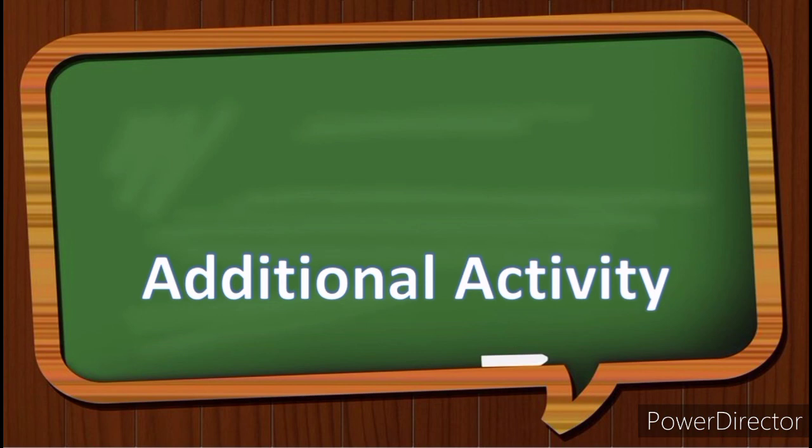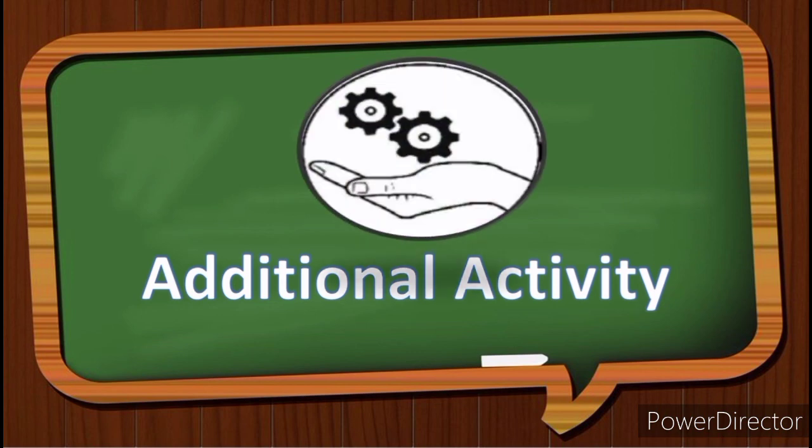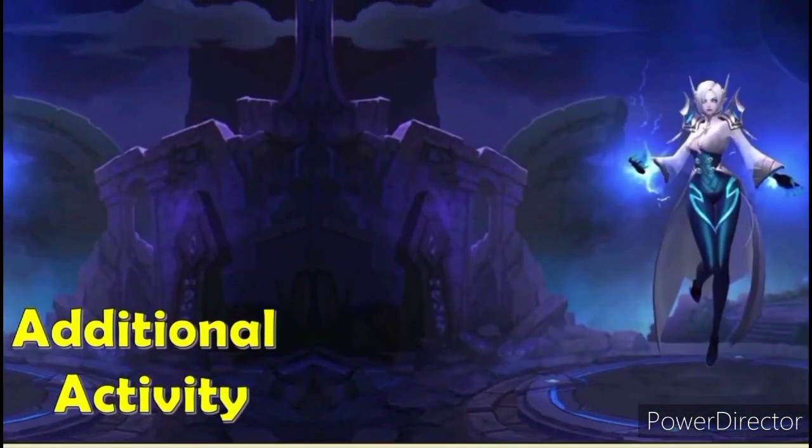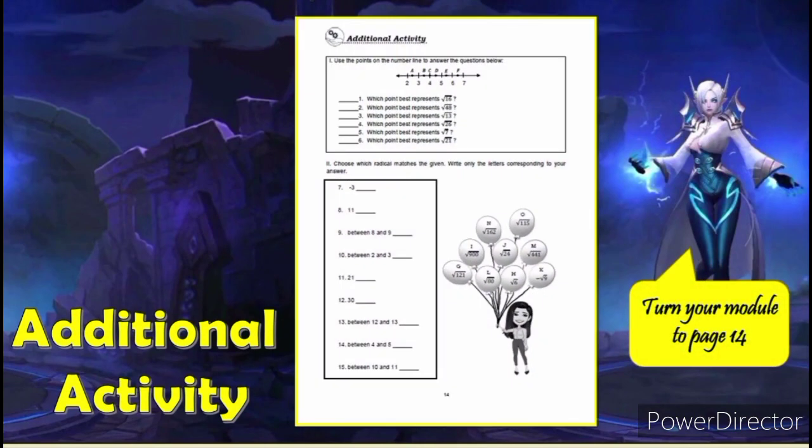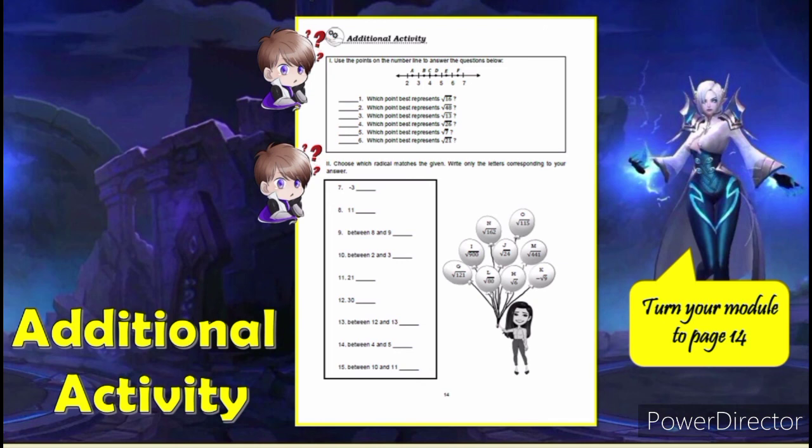Additional activity. For additional activity, turn your module to page 14. For test 1, use the points on the number line to answer the questions below. For test 2, choose which radical matches the given. Write only the letters corresponding to your answer.